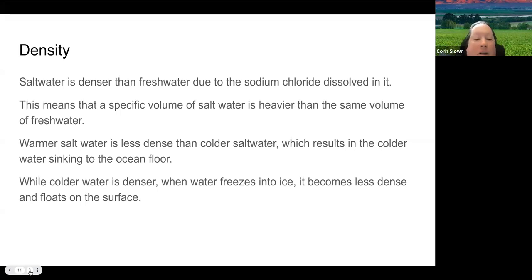So when we think about the water column, colder water is denser. When ice, say for example, freezes, like if you were to go up to where there are glaciers, the ice freezing, it becomes less dense and it floats on the surface. So there are differences in the density, really, and differences in the amount of salt within the water column itself.